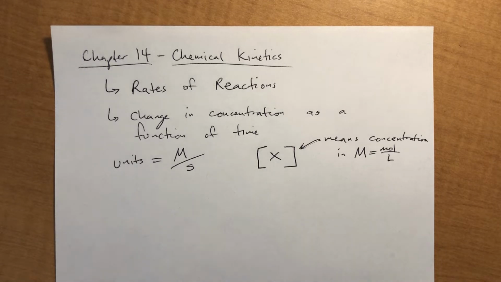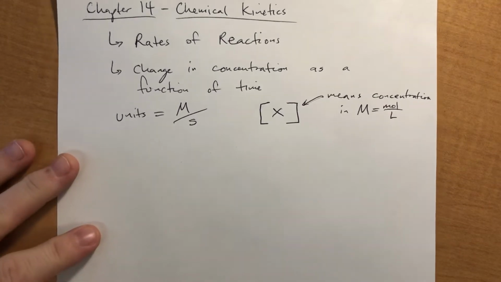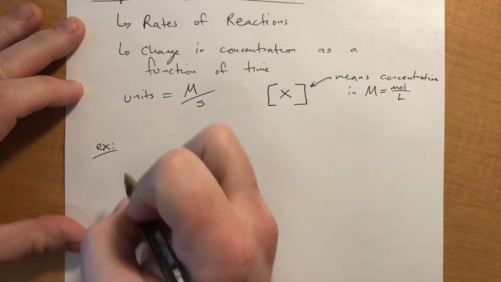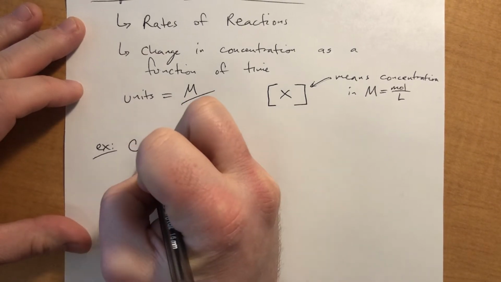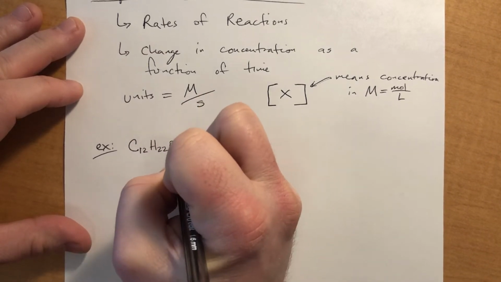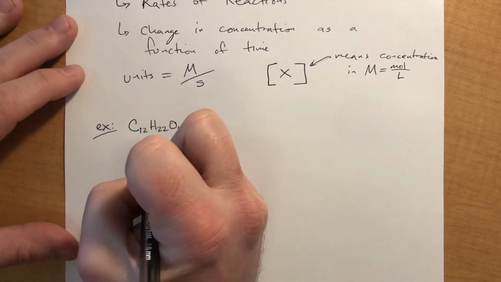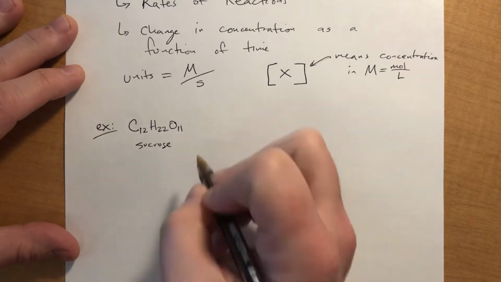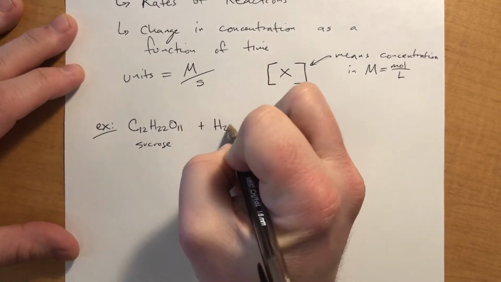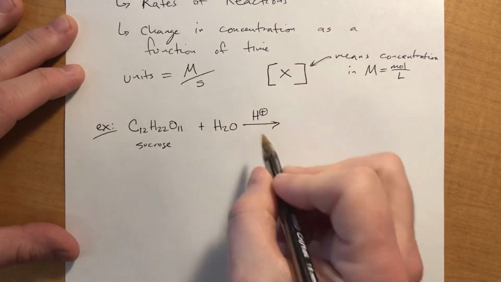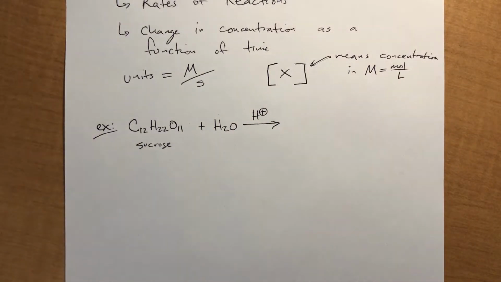So let's look at an example to see the basics of how to visualize this. Let's say we've got C12H22O11, which sounds like a really big complicated molecule. It's literally sucrose, table sugar. If you react this with water in the presence of acid, I'm going to write H plus above the arrow, which means acid. We haven't learned about acids and bases much yet, so we'll get to that later.